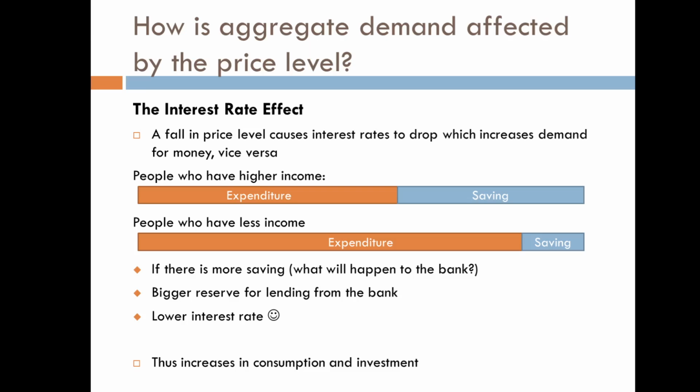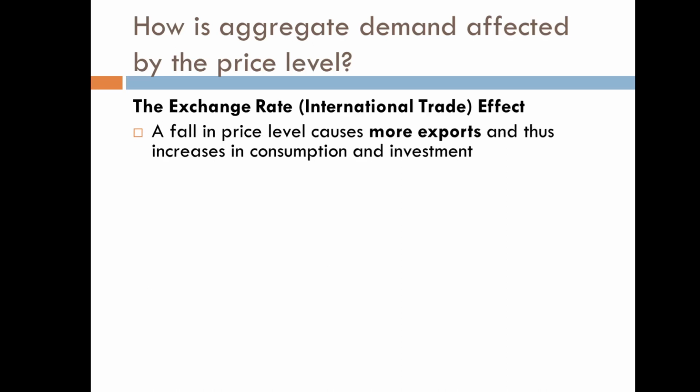Okay, let's go to the third one. The third one is more complicated. That will answer the question we had last lesson about balance of payment. So take a look at this. Let's say this is the case as always: when we have a fall in price level, there will be more exports, NX, and therefore there should be some increases in consumption and investment.